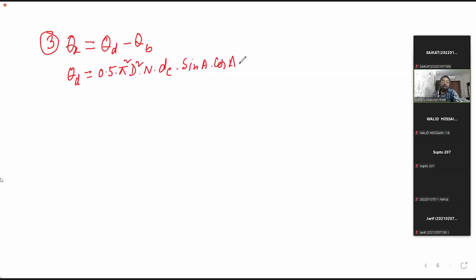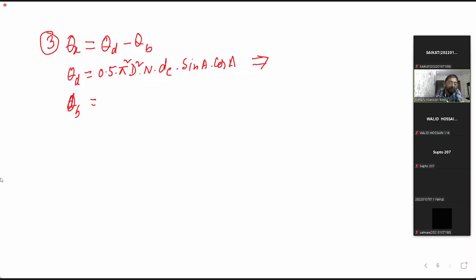Thank you very much. Now see, D is known to us. N is known to us. DC is known to us. A is known to us. That means we can easily calculate the QD by placing the numerical value of this. Then we shall come to our QB. Sir, please help me with the formula for QB.